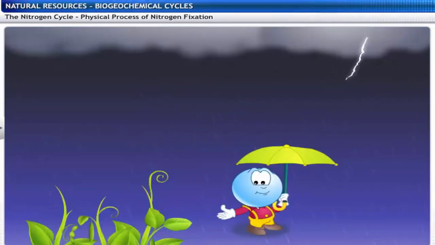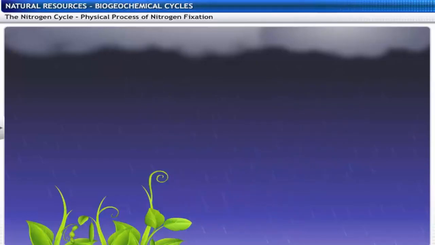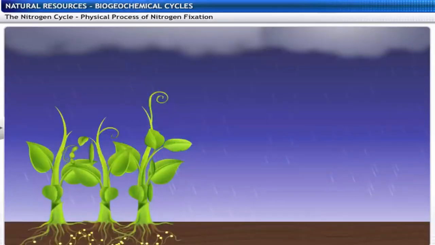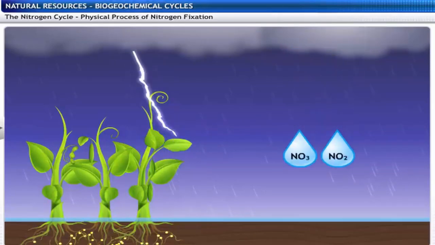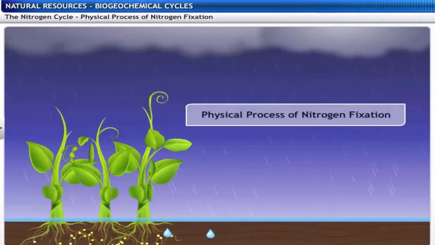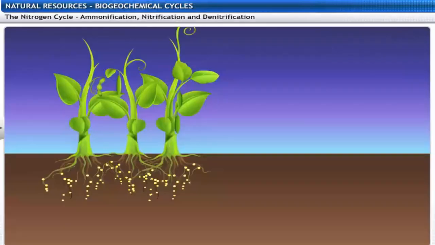That was the biological process of nitrogen fixation. Did you know that lightning plays an important role in nitrogen fixation? Surprised? Let's see how. When lightning occurs, the high temperature and pressure combine nitrogen and water to form nitrates and nitrites. These compounds dissolve in water and are readily used by plants. Now that nitrogen is taken up by the plants, it is used to make proteins.